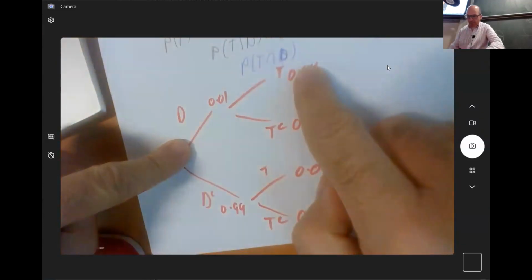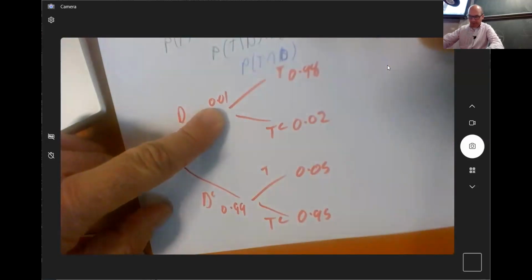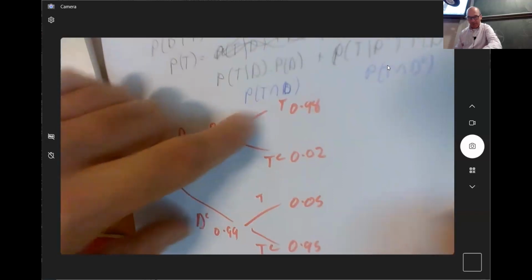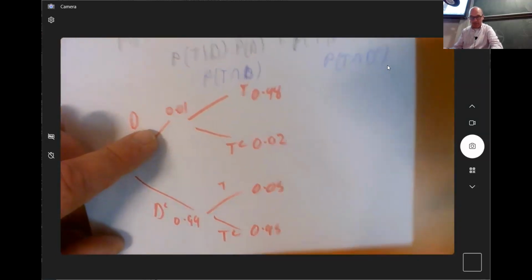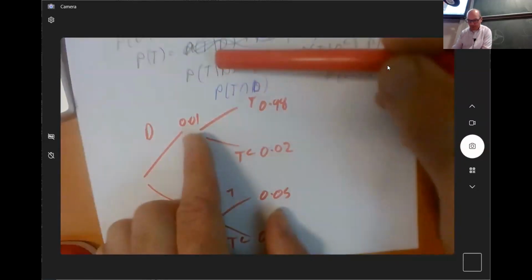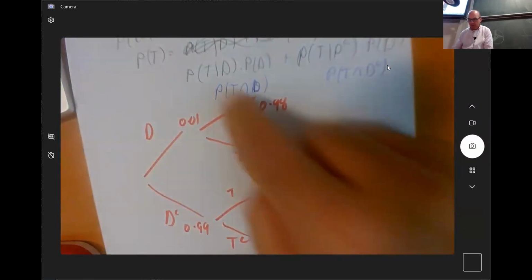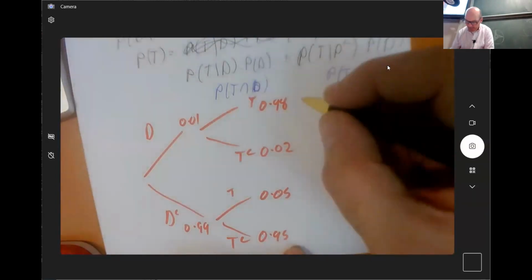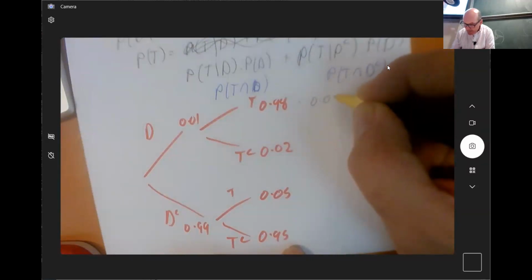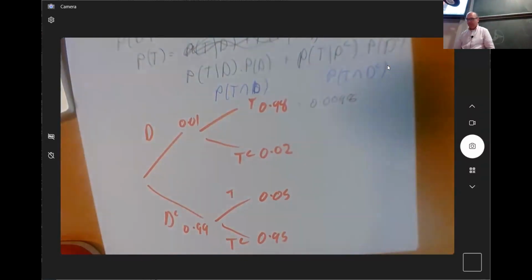Now, if I multiply, so see how this is like this number and this is this number? If I multiply it together, that's going to be 0.0098. That's a small probability of testing positive and having the disease, only slightly smaller than the probability.